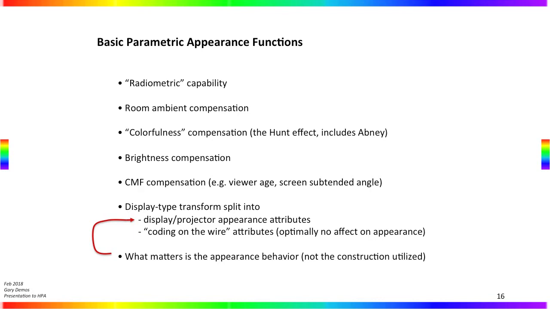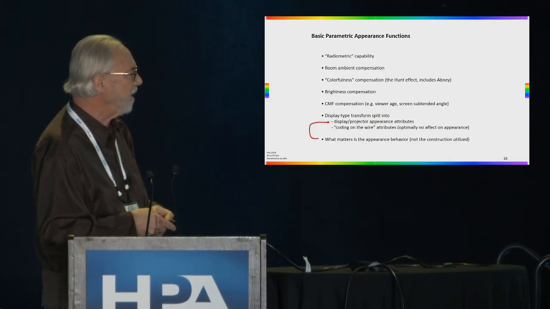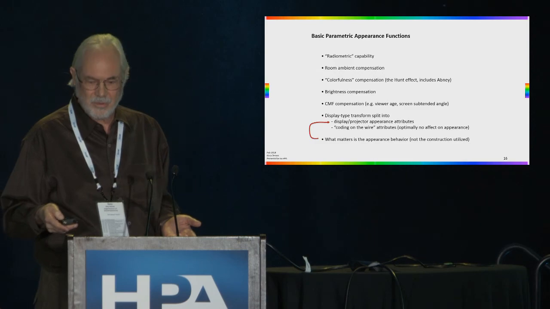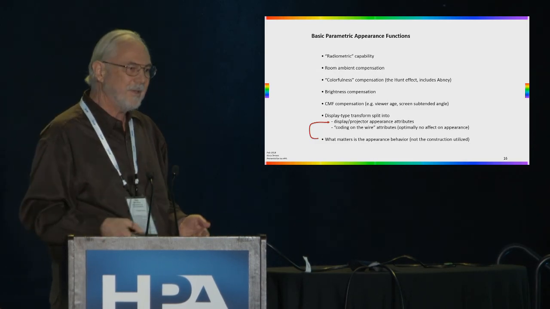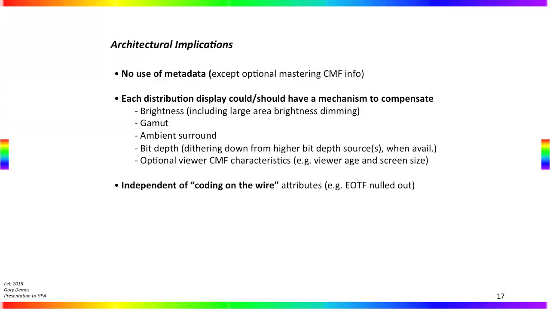And I think that the coding on the wire doesn't matter, but the appearance compensation and dealing with those is an important thing, but it doesn't matter how it's constructed. There are lots of ways to do it, but if you don't do it, you're missing an important aesthetic issue. So there's no use of metadata unless you convey color matching functions of people who master the scenes.